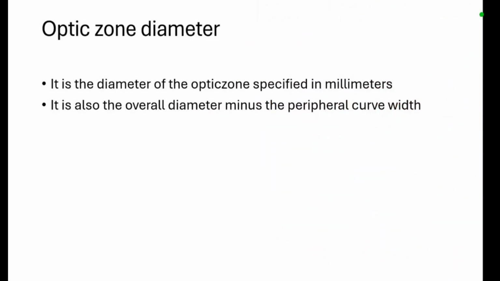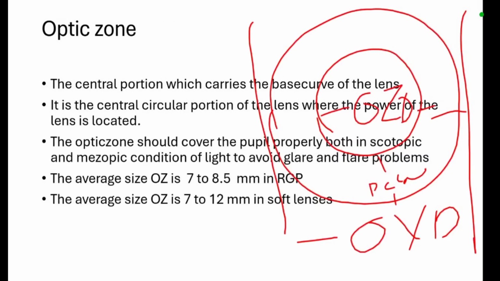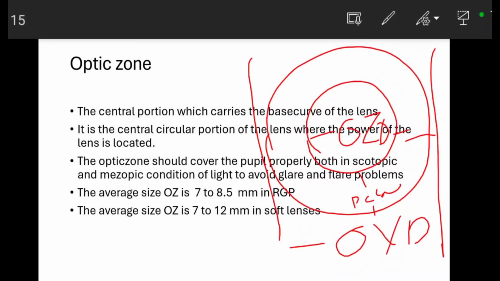Next is about the optic zone diameter. It is the diameter of the optic zone specified in millimeters. It is the overall diameter minus the peripheral curve. In this diagram, you will understand. The diameter of the optic zone is known as the optic zone diameter. This is the optic zone diameter.